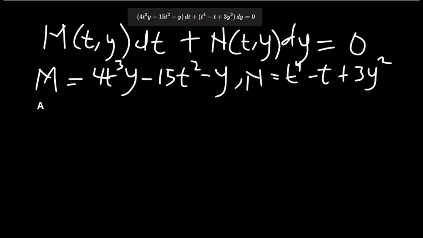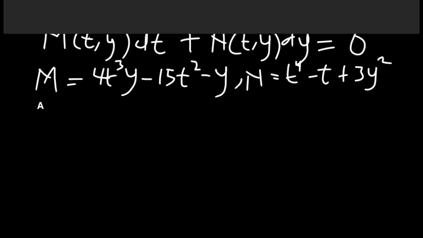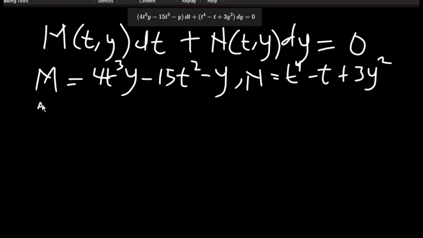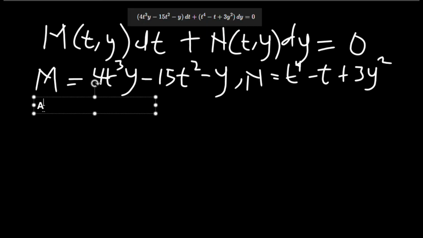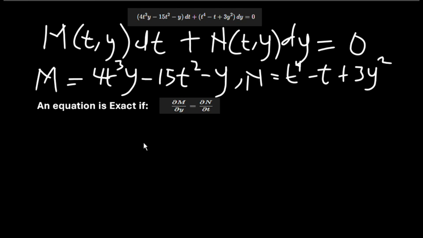Good. So from this that we have, we can say that an equation is exact if, this is the condition for an equation to be exact, del M over del y is equal to del N over del t. So let's find these terms.